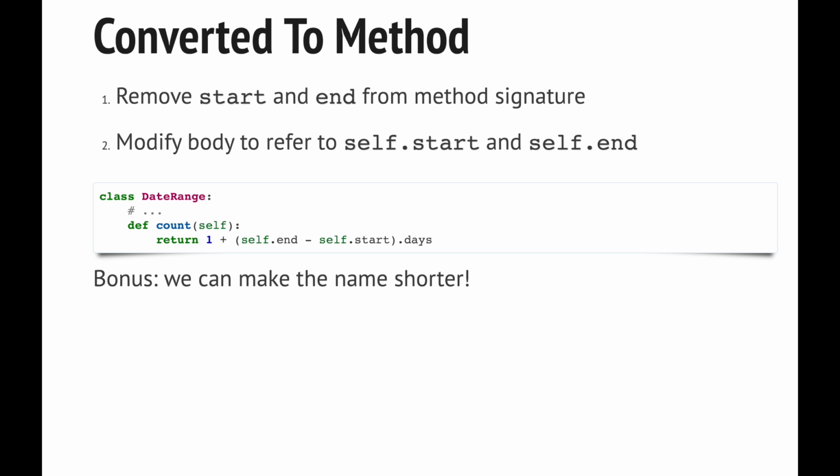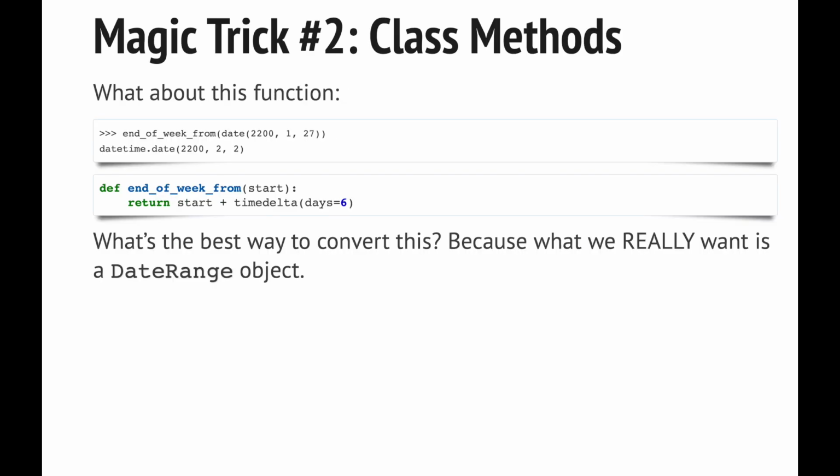When it was a bare function, the name had to be longer to tell you what it was for. But when you convert it to a method, the class gives context, so you can usually shorten the name. Now, we can't really do this with end_of_week_from, because it only takes a start argument. But step back and look at what it's doing. It's really creating a date range from a given start date. What we really want is to end up with a date range object.